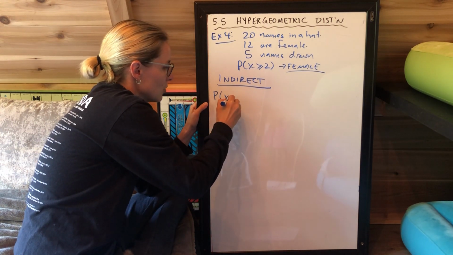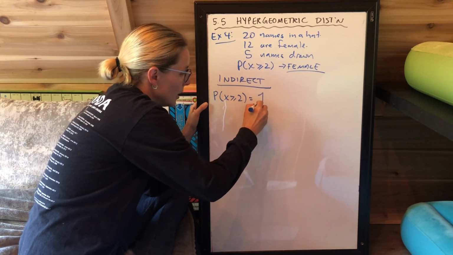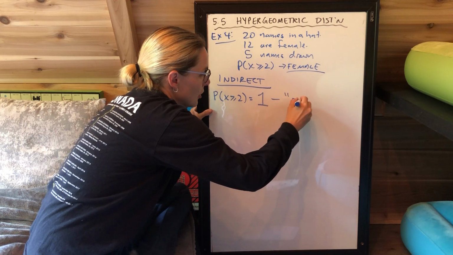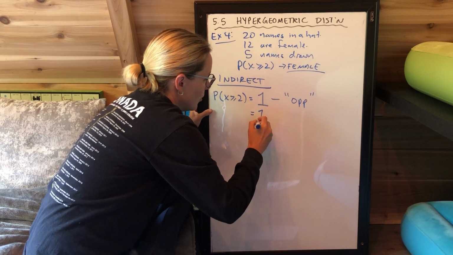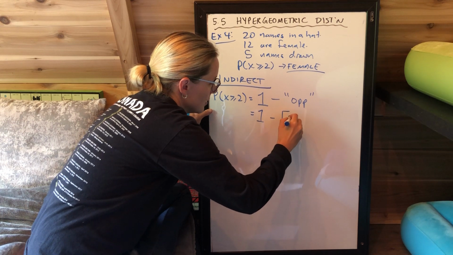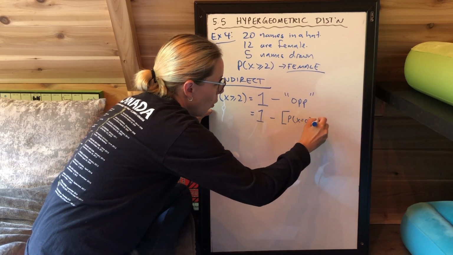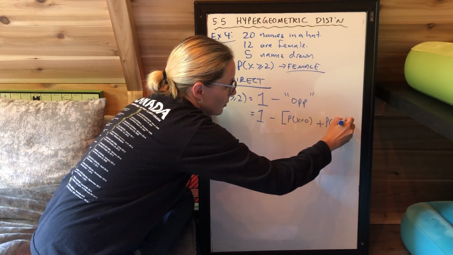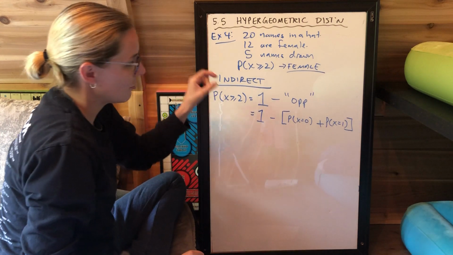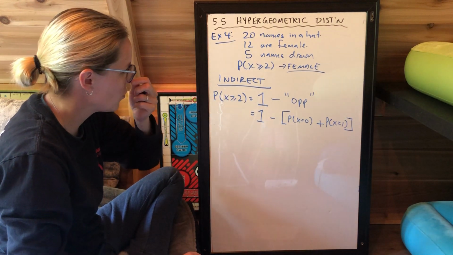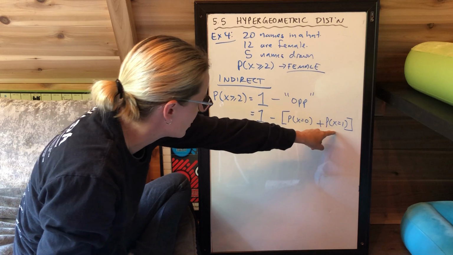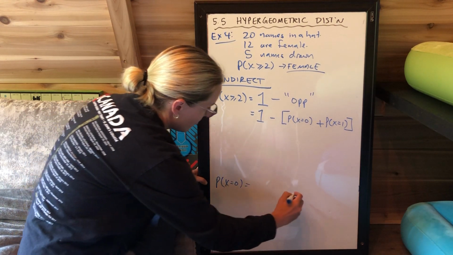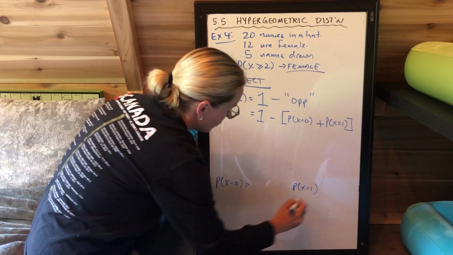So probability that x is greater than or equal to 2 is 1. You're always using 1 because there's a 100% chance you get something, minus what we consider the opposite. So remember the opposite, and I'm going to put this in brackets, is the probability you get 0, or, and remember, or you add, the probability you get 1 female. That's the opposite of more than or equal to 2. Okay, so what we have to do here is actually calculate these 2 things to be able to plug them in. So we want to find the probability you get no females and the probability you get exactly 1.